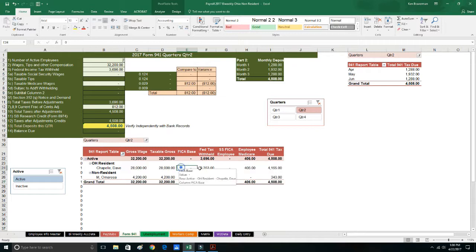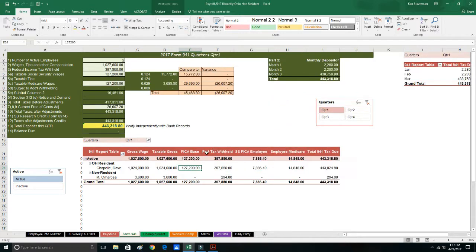Dave Chappelle doesn't have any FICA base anymore for Social Security, although he would for Medicare, because he's over his $127,000. Why? Because what happened? Because in Q1 he made $1 million. And so, you know, this is the max that your Social Security can come out of, $127,200.